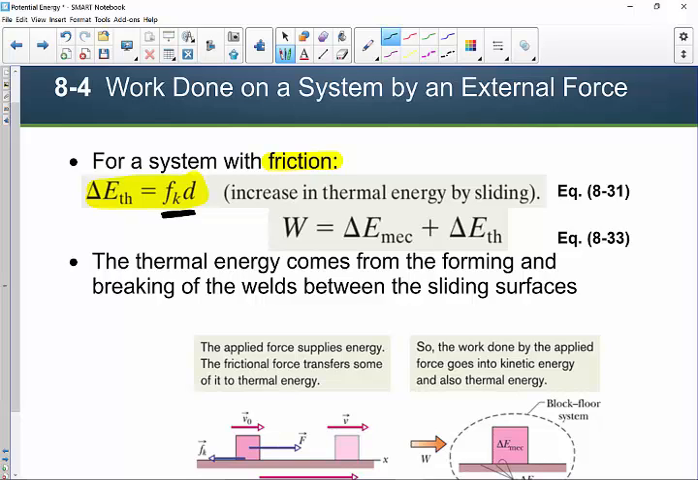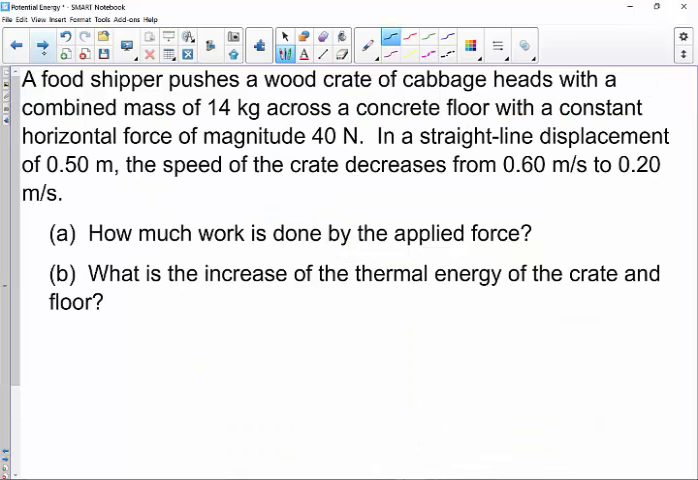usually work done by a conservative force only depends upon the displacement of the object. It's not path dependent, but friction is path dependent. It does matter how you travel from point A to point B, because how long the object was in contact with the surface is going to be a predictor of how much energy was lost because of that sliding. Okay, so let's do this quick problem.